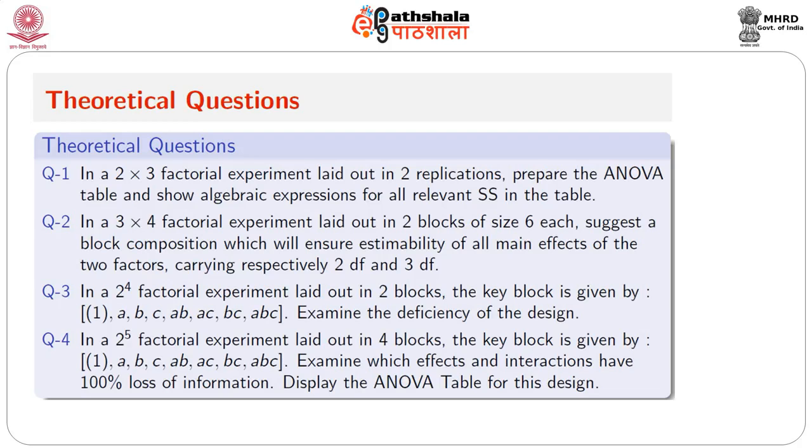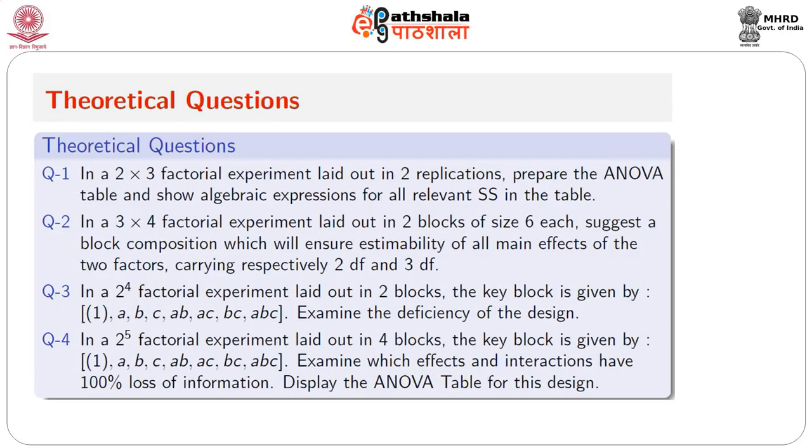Let me read out the question number 2. Now we have a 3 cross 4 factorial experiment, again laid out in 2 blocks of size 6 each. 3 cross 4 means there are 12 level combinations, and you are thinking in terms of 2 blocks of size 6. So 6 plus 6, that makes it 12. You suggest a block composition.